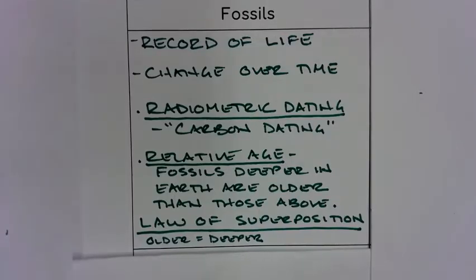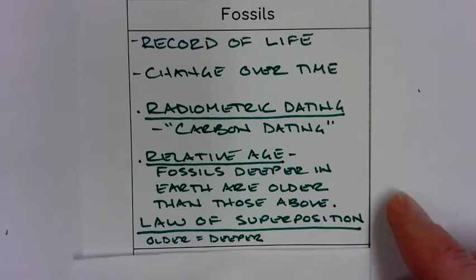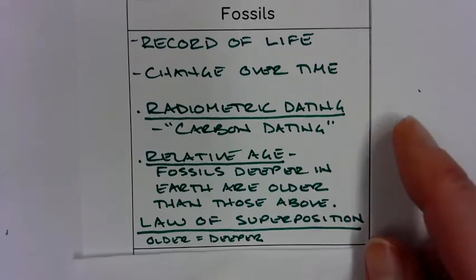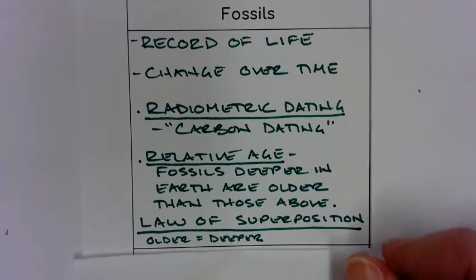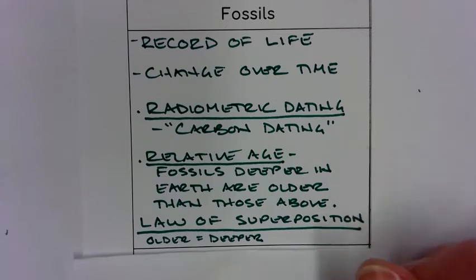Let's start with fossils. Fossils are a record of life. Fossils are basically bones and hard parts of organisms that have been replaced by minerals. They're actually rock. This shows a change over time. We can actually see what are called transitional fossils between, for example, fish and the early amphibians. We can see the limb buds. It's a fascinating science. We also can date things using radiometric dating, also known as carbon dating.